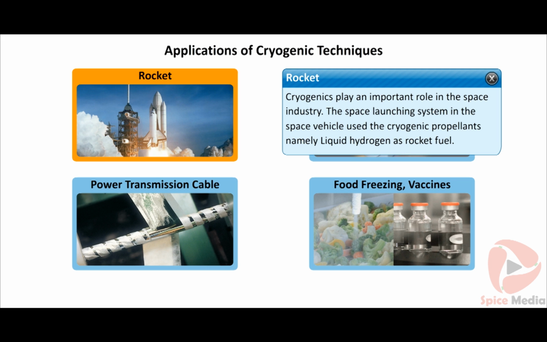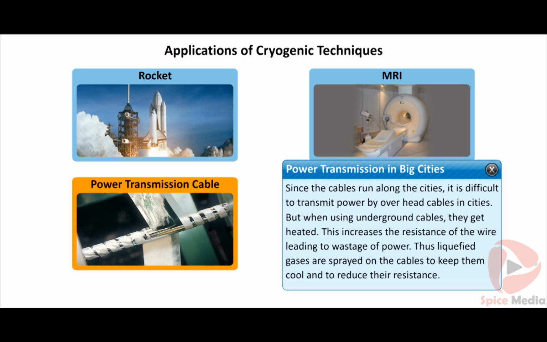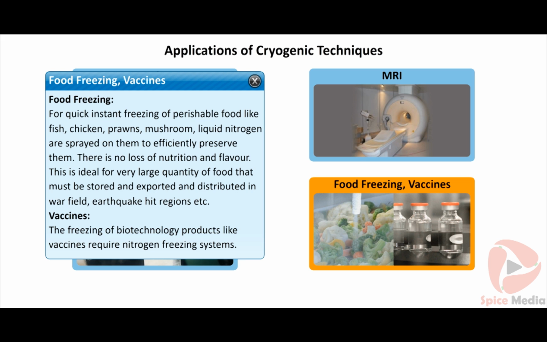Rocket. Cryogenics plays an important role in the space industry. The space launching system in the space vehicle uses cryogenic propellants, namely liquid hydrogen, as a rocket fuel. Power transmission in big cities. Since the cables run along the cities, it is difficult to transmit power by overhead cables in cities. But when using underground cables, they get heated. This increases the resistance of the wire, leading to wastage of power. Thus, liquefied gases are sprayed on the cables to keep them cool and to reduce their resistance.